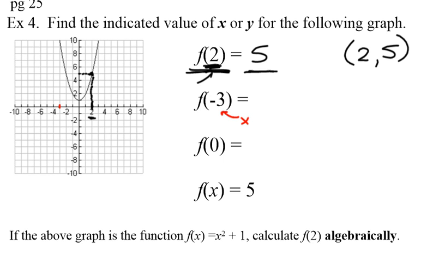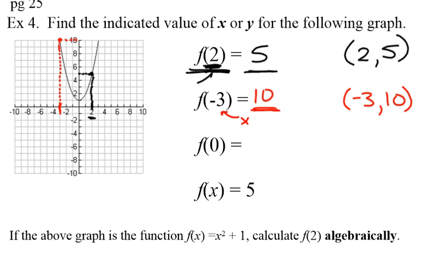And from negative 3, what do we want? We know that we have negative 3. The question's saying, what's the y value? Well, when x is negative 3, I can go up to my graph and see that when x is negative 3, there you go. Y is 10. So we have negative 3, 10.